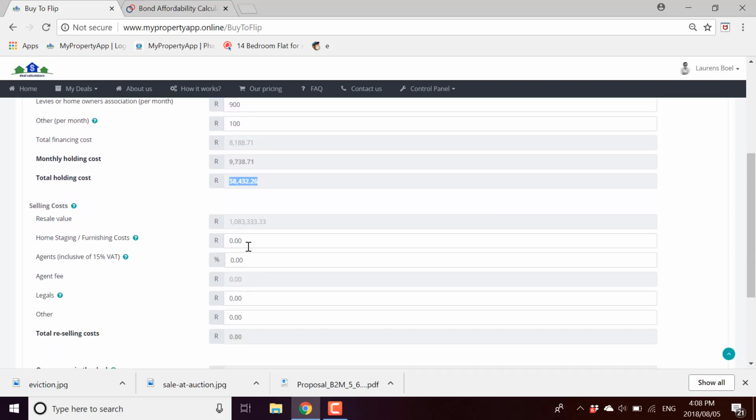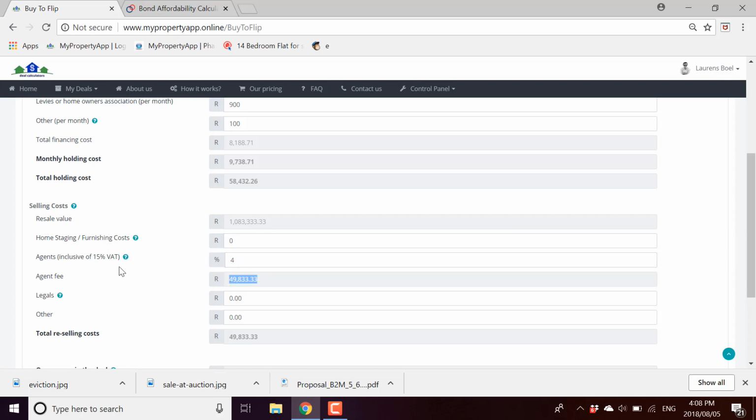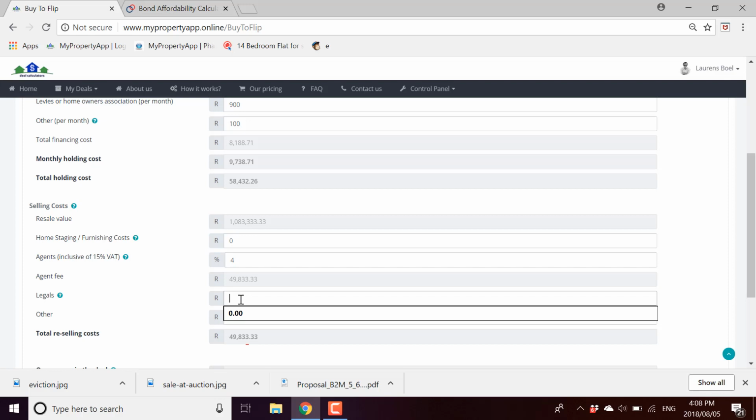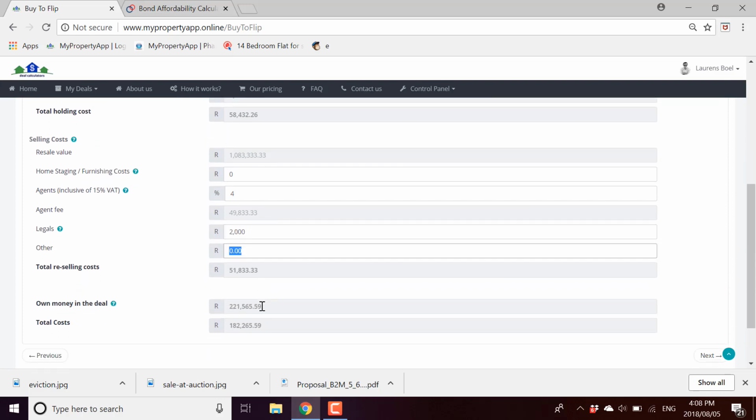Here we've got some furnishing costs. Perhaps you're going to sell it furnished, and then the estate agent's commission. So if you're going to put in here 4%, that is then including 15% VAT. So make sure that you put the right percentage there. Legals, perhaps you have to pay for a COC, a certificate of compliance. So your total resale costs there.